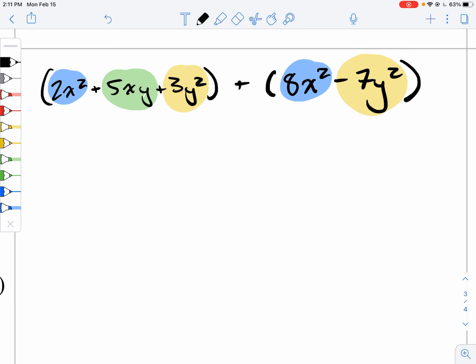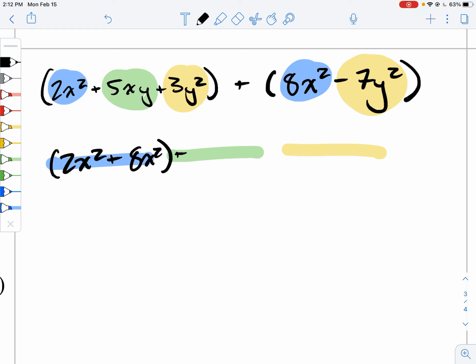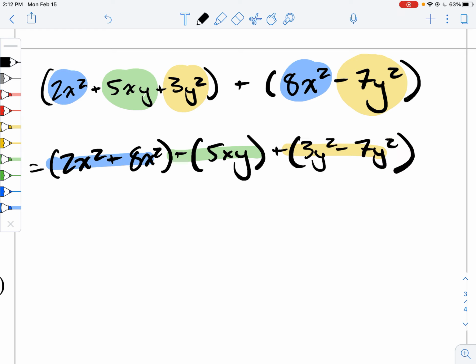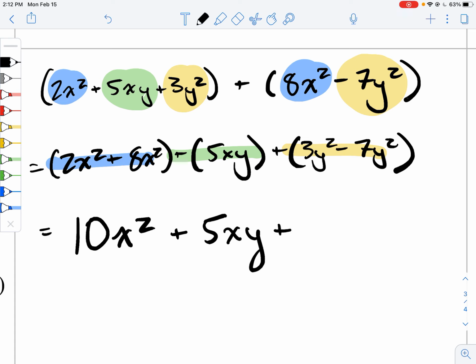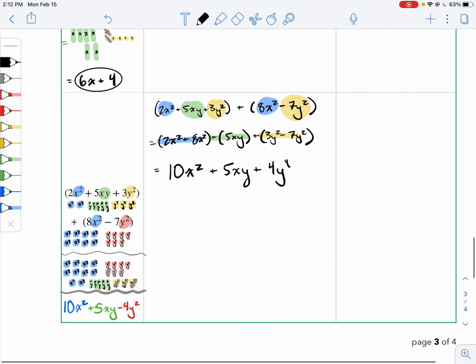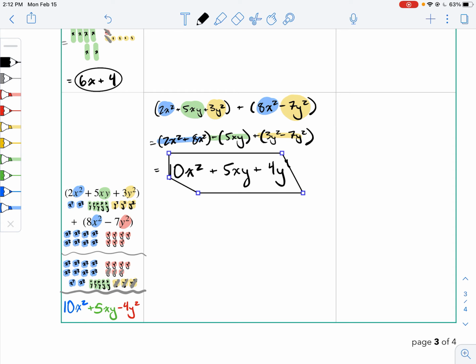So now let's combine them. Let's put our x squareds first, and then our xy, and then our y squareds together. So that gives us 2x squared plus 8x squared plus 5xy plus 3y squared minus 7y squared. Well, 2x squared plus 8x squared gives us 10x squared. 5xy is all by himself and he's all set. And 3y squared minus 7y squared gives us minus 4y squared. Oh, hey, that's the same answer. Nice. That was not nice.